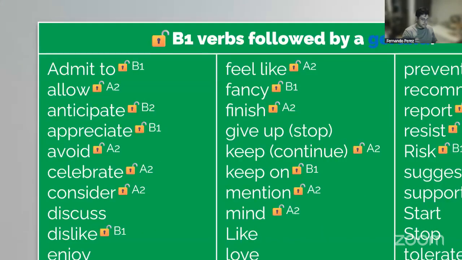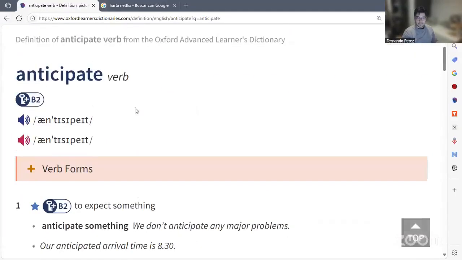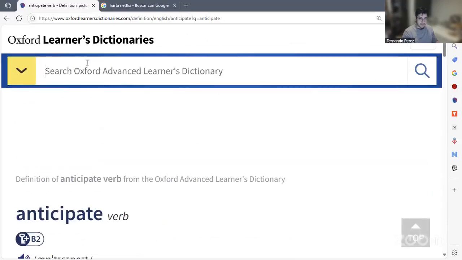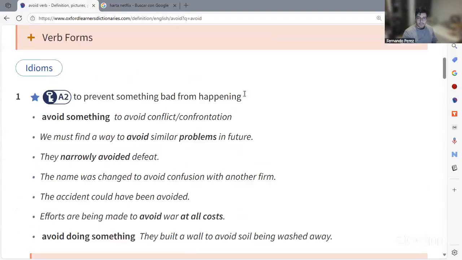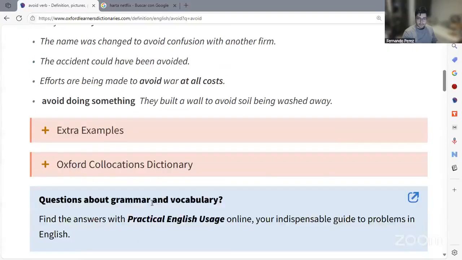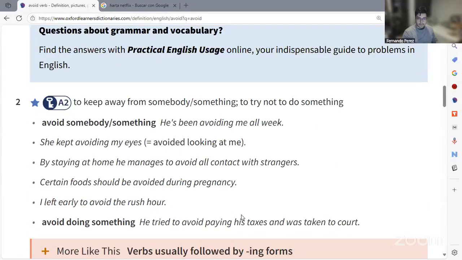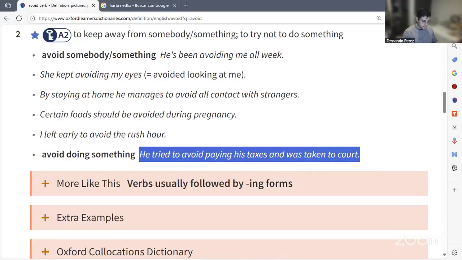Anticipate. This is B2. Now let's try another one. Avoid. Avoid. He tried to avoid paying his taxes and he was taken to court.